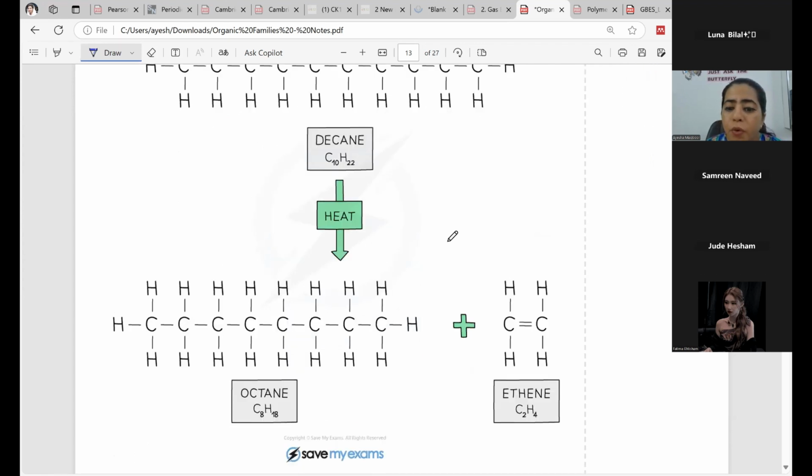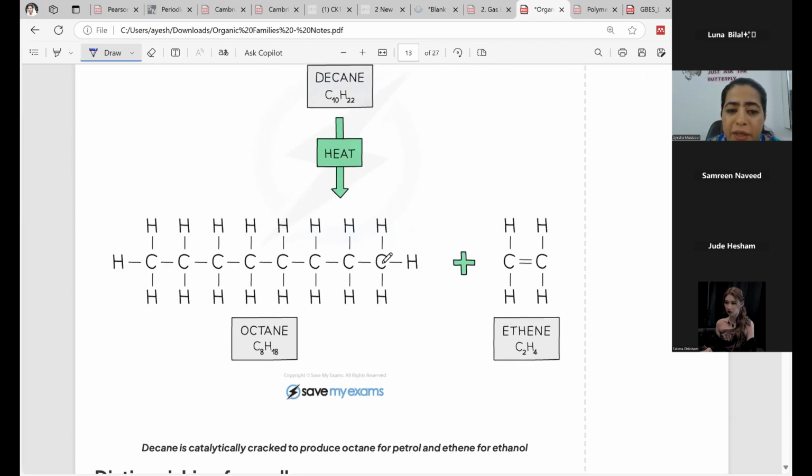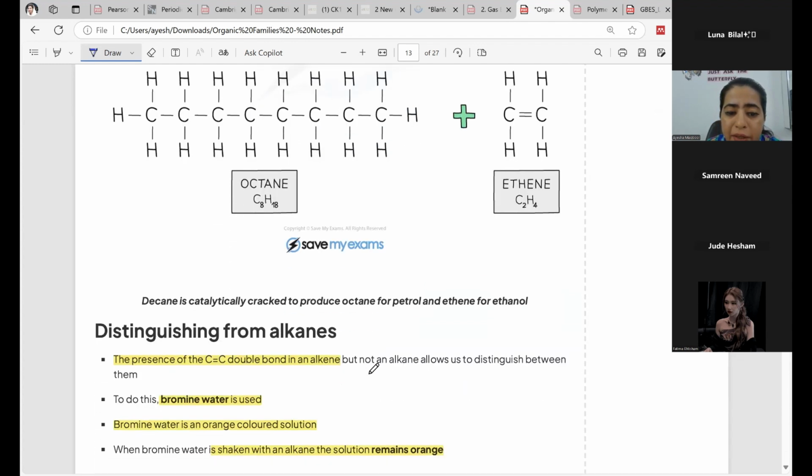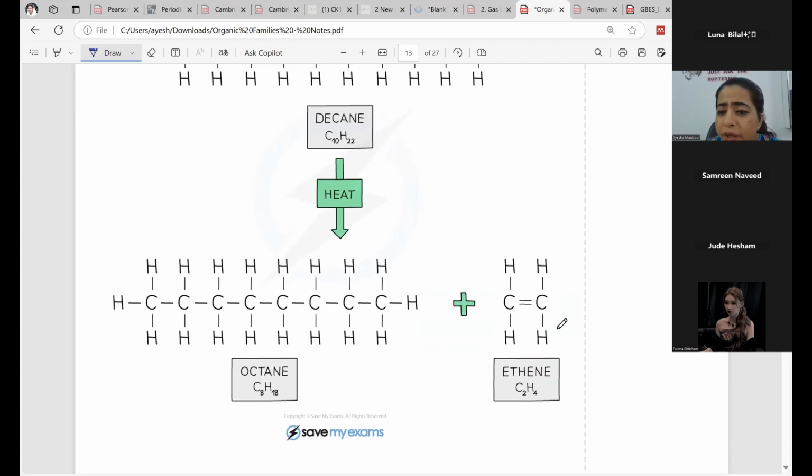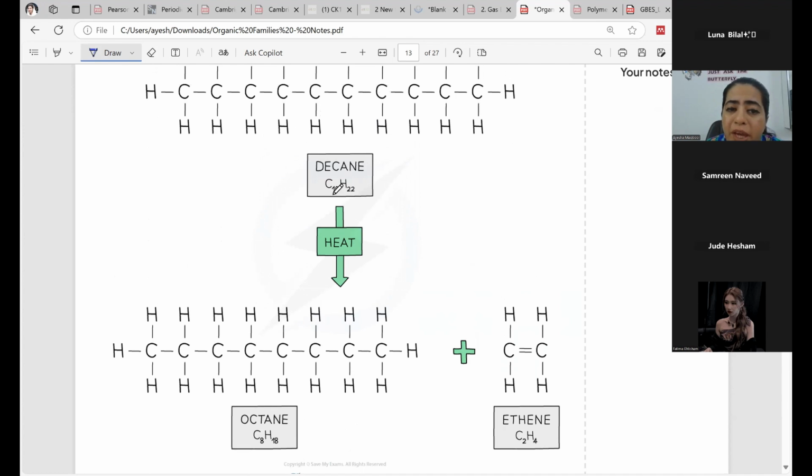Okay, so in this case, we are getting an alkane and ethene, one of the alkenes. So we are getting alkane and alkene. Why are we not getting hydrogen over here, or in what case are we getting hydrogen? Let me tell you. See, we have C10H22. We are getting octane and ethene over here.